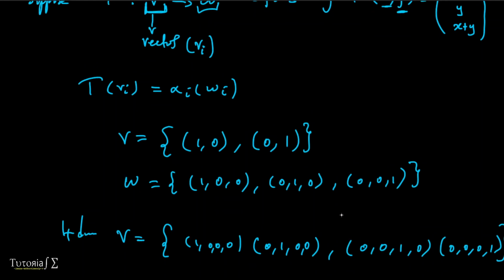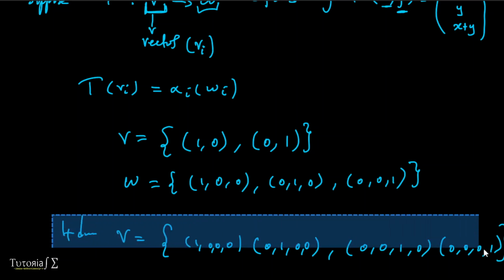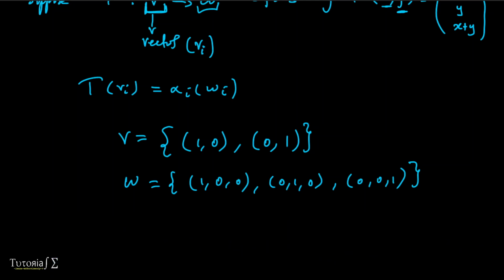So if you're not given vectors in the input and vectors in the output, you consider the dimension of the vectors that are supposed to be in the input and the dimension of vectors that are supposed to be in the output. Then you find the usual basis.